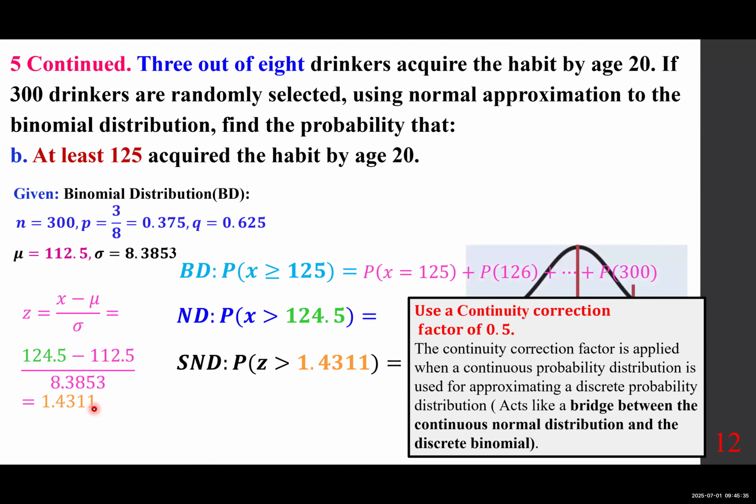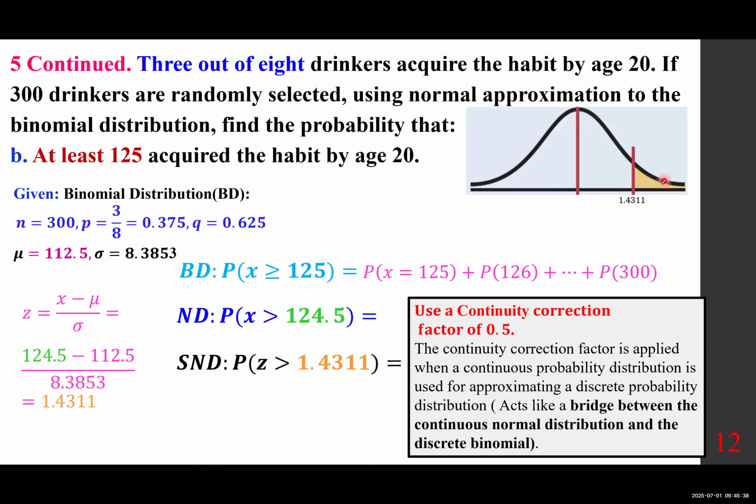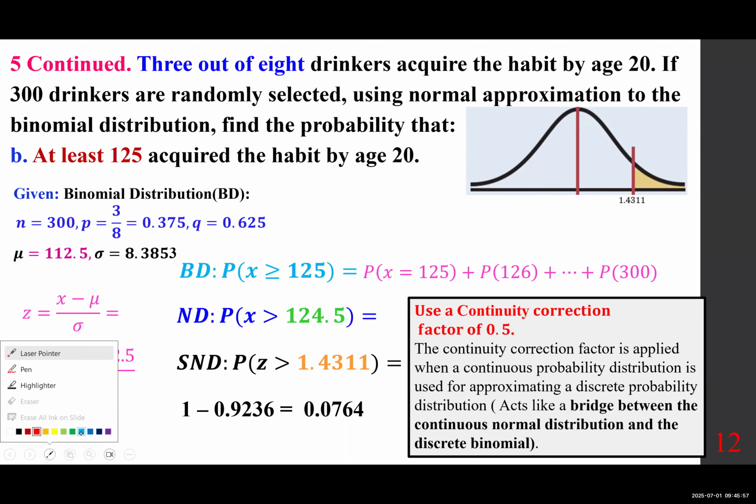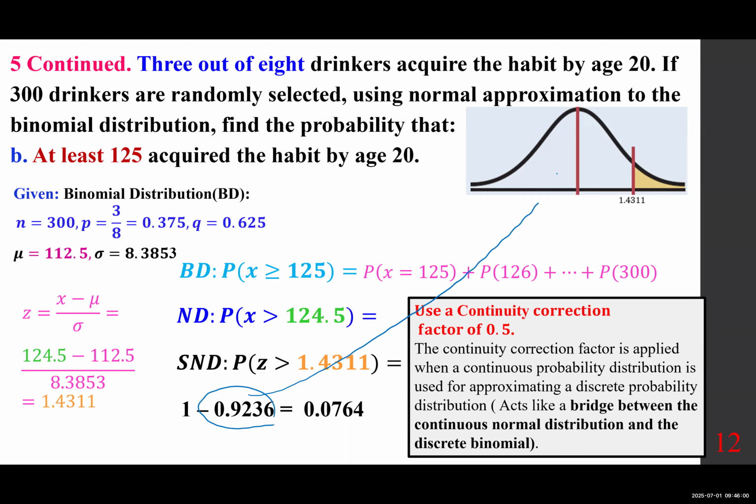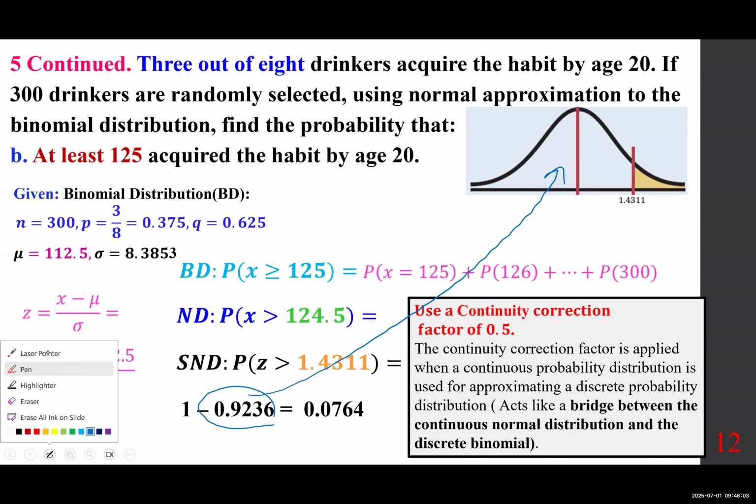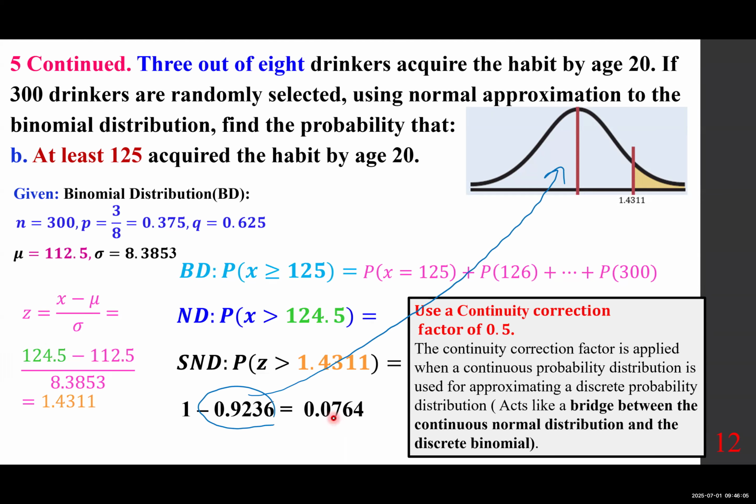Using the table, again, area to the right of. It's really important to do the drawing, so it gives you an idea. It should be pretty small. So remember, the table gives you all the way to this number. So this area to the left of this number is 0.9236. You subtract from 1, and you get what you're looking for. So the answer is 0.0764.